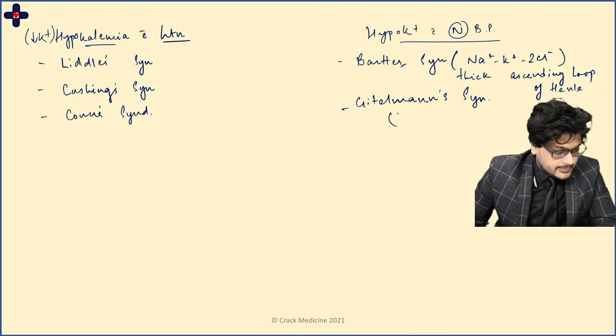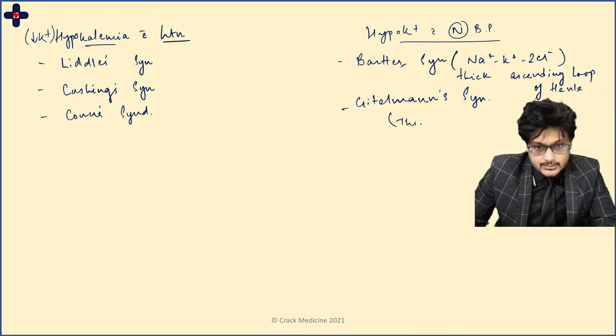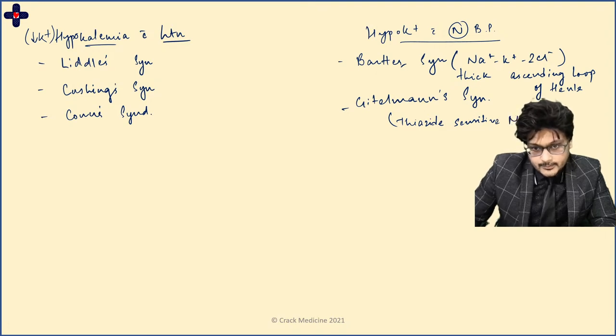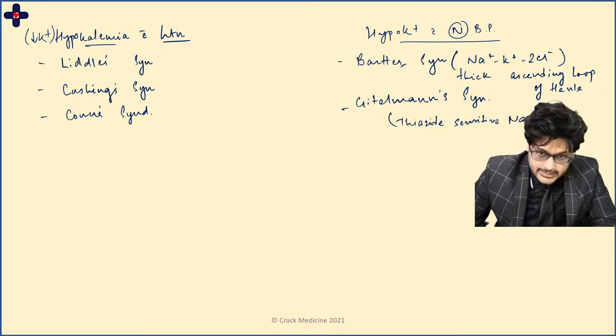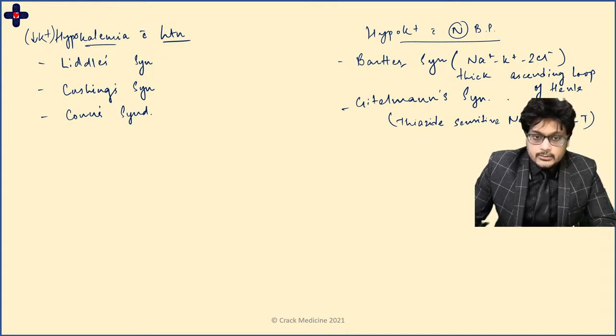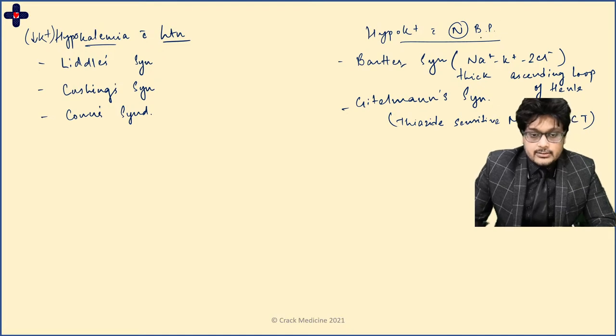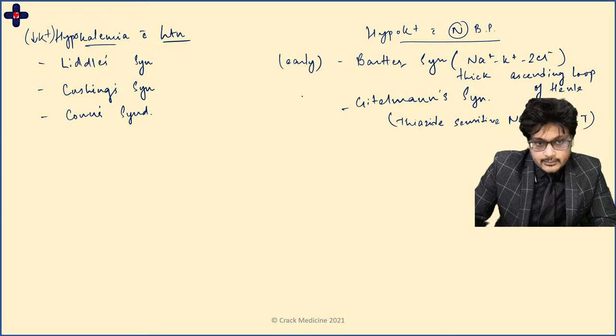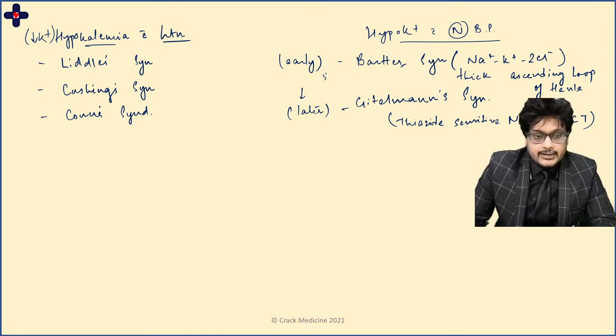Right? In Gitelman's, there's a defect in the thiazide-sensitive sodium chloride channels in the DCT, the distal convoluted tubule. Okay, so these will be present when the patient has a normal blood pressure. Now this will present early in life, this will present a little later, at least later than this. So if the patient is quite young, let's say 5 to 10 to 15 years, try to go with Barter's.